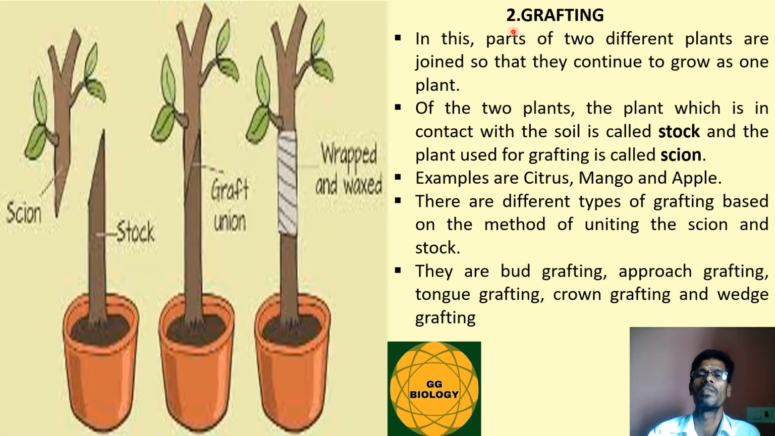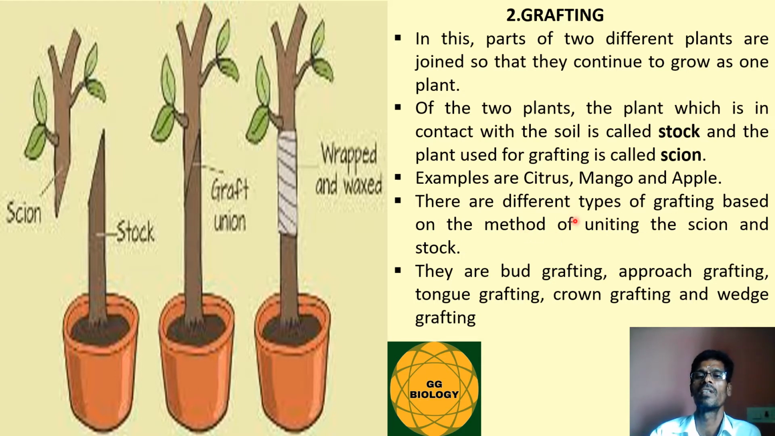The next type is grafting. In grafting, parts of two different plants are joined so that they continue to grow as one plant. So two plants are essential. They are combined together to grow as a single plant. Such a method is called grafting. Of the two plants, the plant which is in contact with the soil is called the stock. The plant which is used for grafting is called the scion. Examples: citrus, mango and apple are used in grafting.